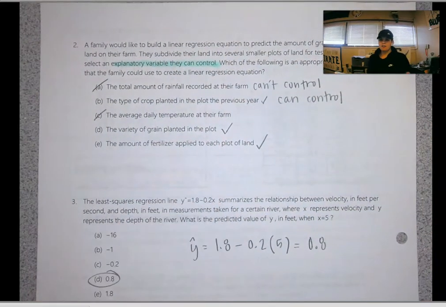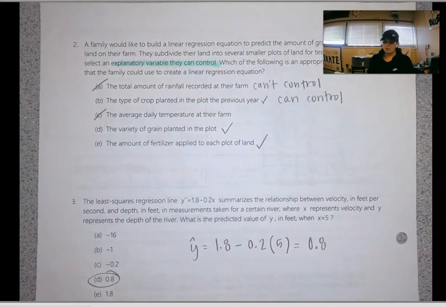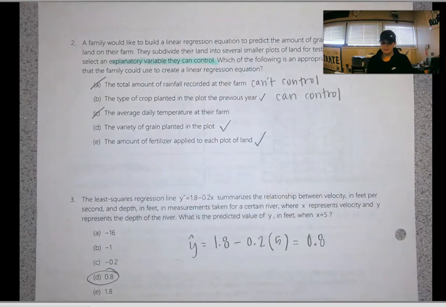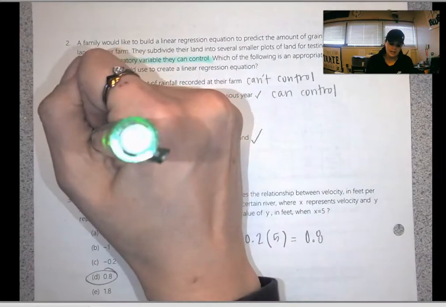So then I was very stumped because I thought, well, all of these things will affect your crop. The type of crop you plant will affect your yield. The variety of grain you plant will affect your yield, and so will your fertilizer. So I thought, well, did I read this question wrong, or did I copy it over wrong? Like, is this more than one? And the answer is no. The correct answer is E.